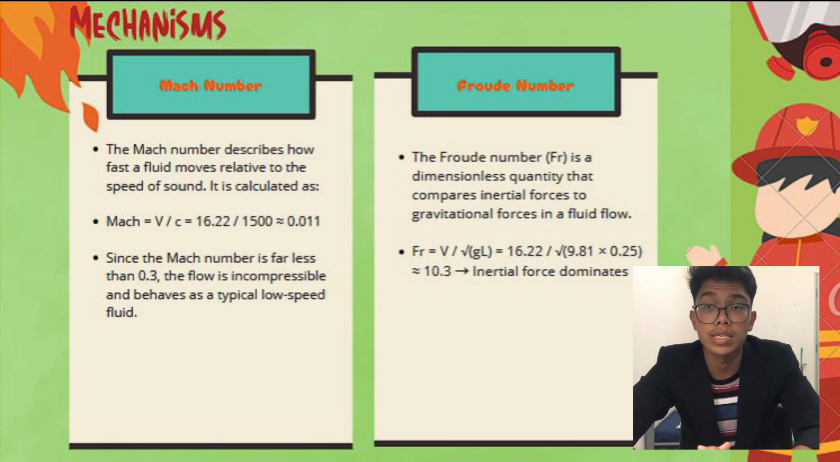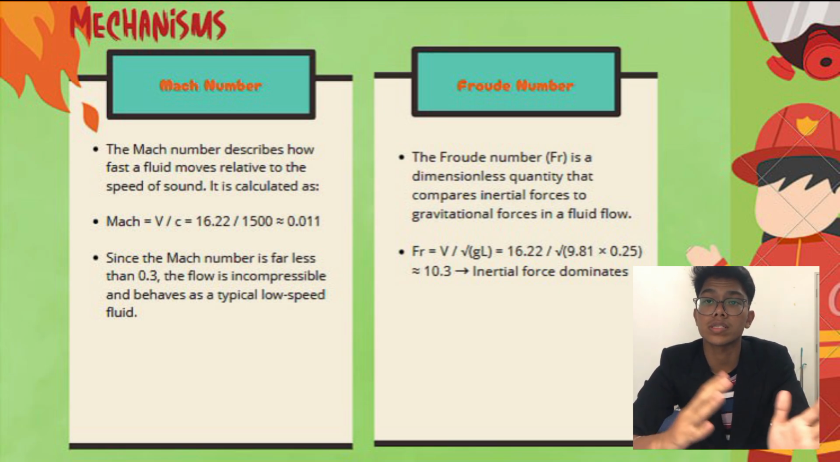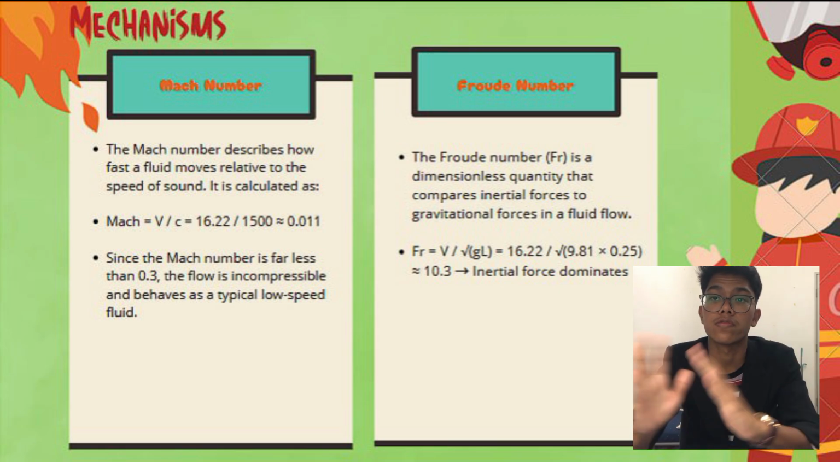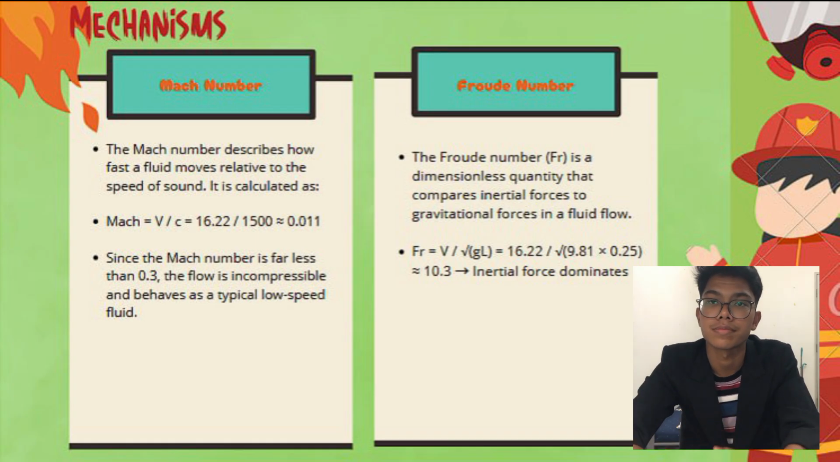This compares inertia to gravity. Using the velocity and representative length, we calculate the Froude number to be around 10.3, which tells us the flow is inertia dominated, meaning gravity has little effect on the motion. In summary, the fire hose nozzle clearly shows how fluid mechanics applies in real life, from velocity changes and pressure loss to force generation and flow behavior.